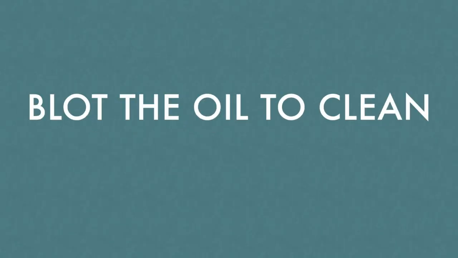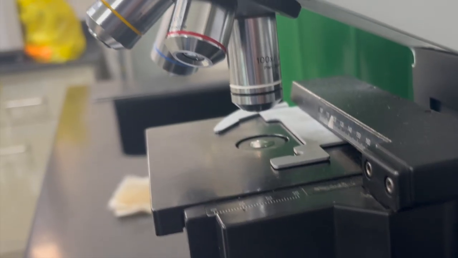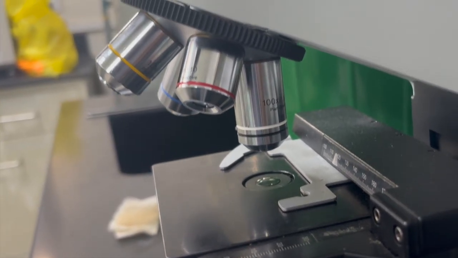To remove the oil, you want to use some paper towel and just fold it up and place it in order to blot away. You don't want to be wiping, scrubbing. Always remember to move your objective out of the way when you are cleaning.